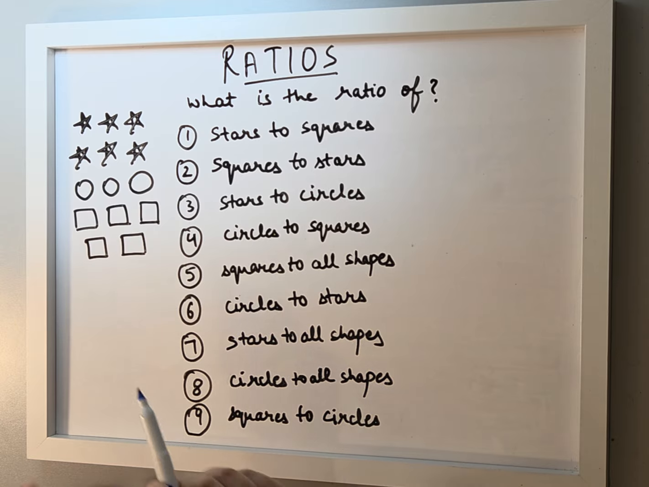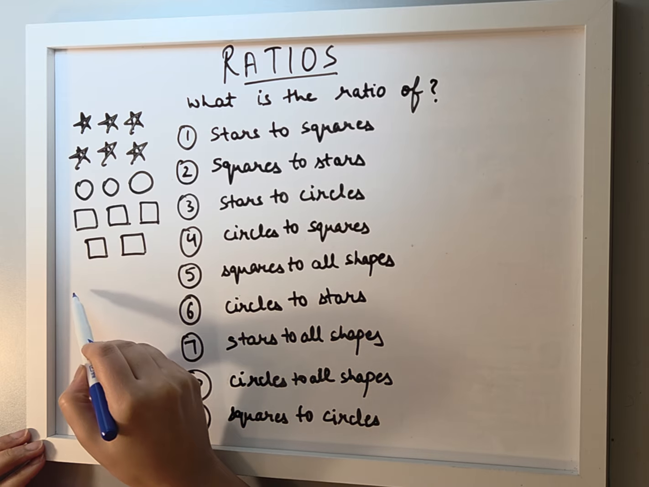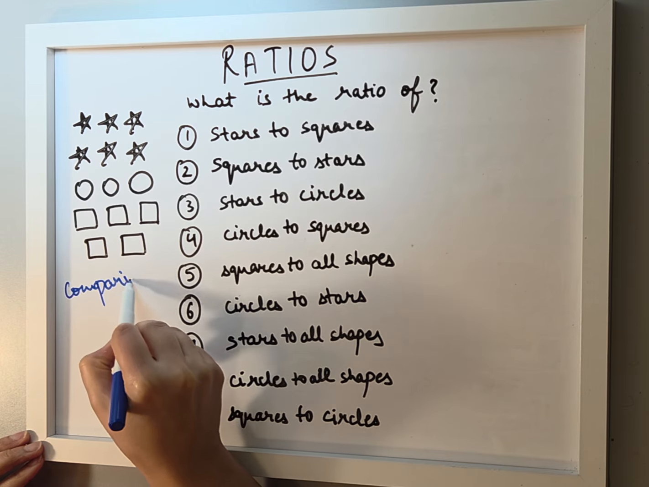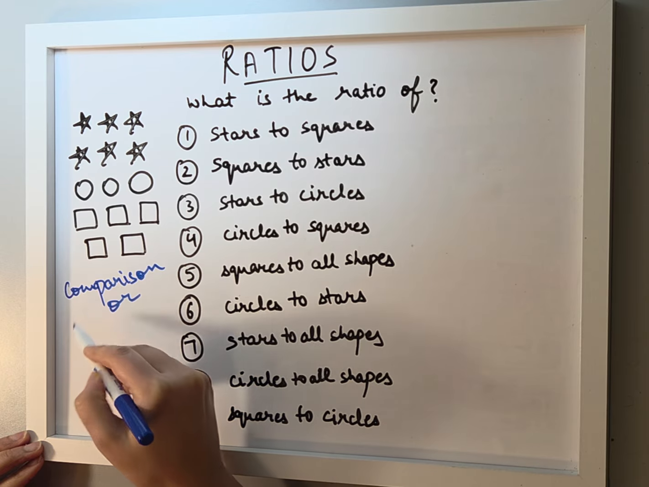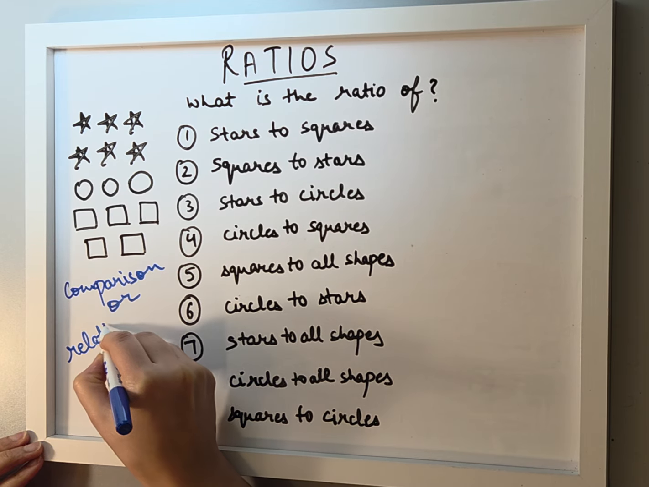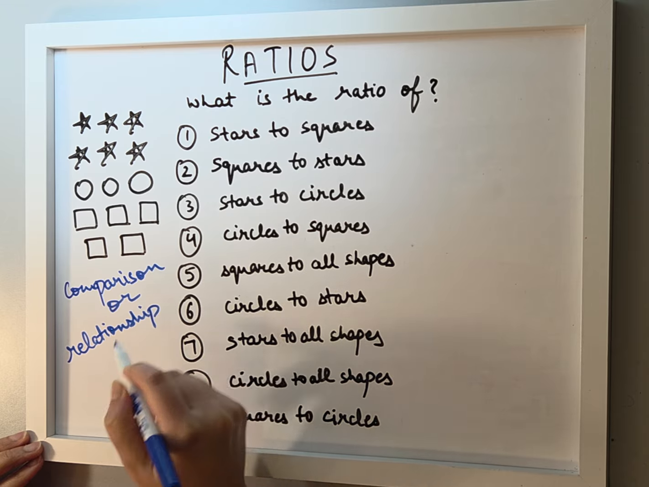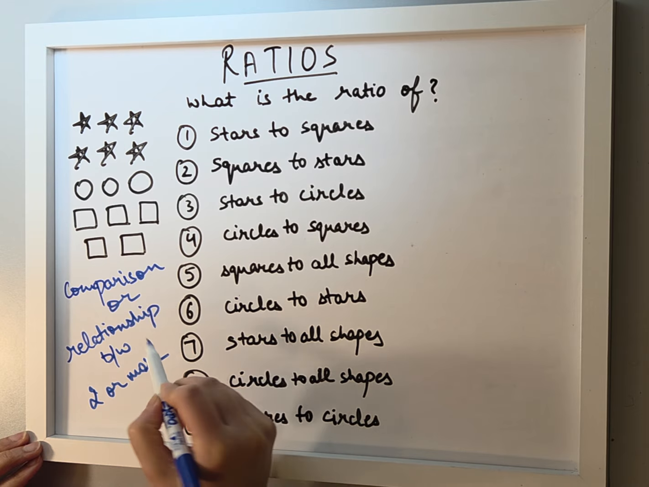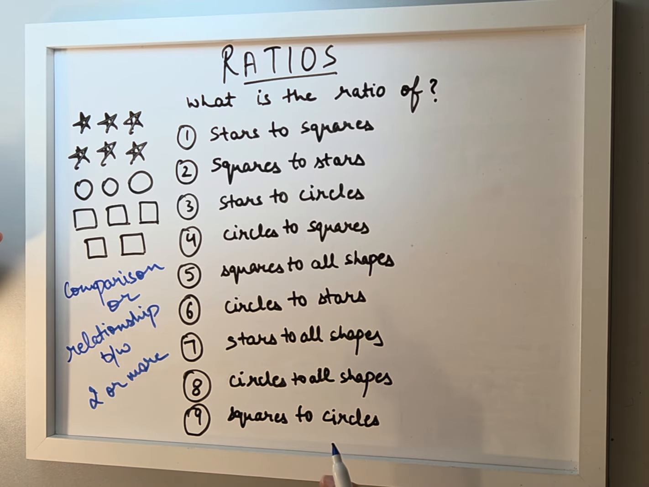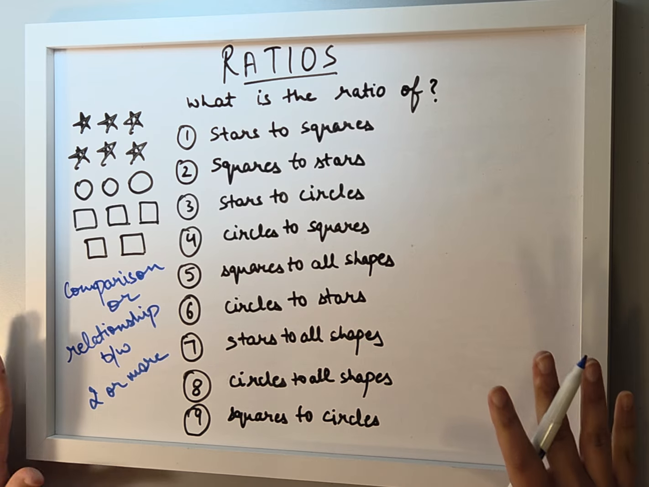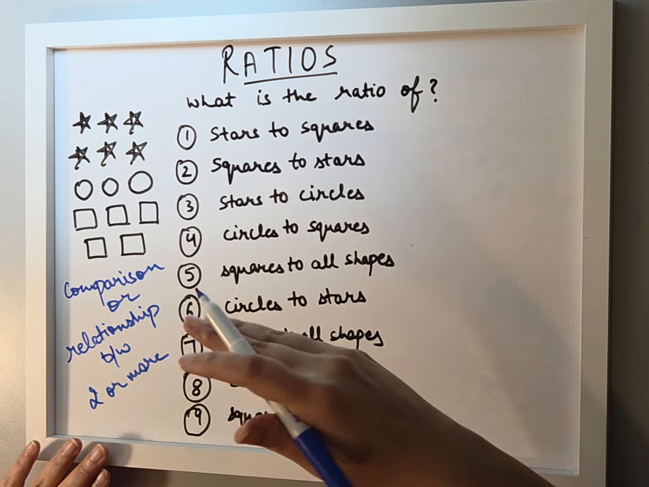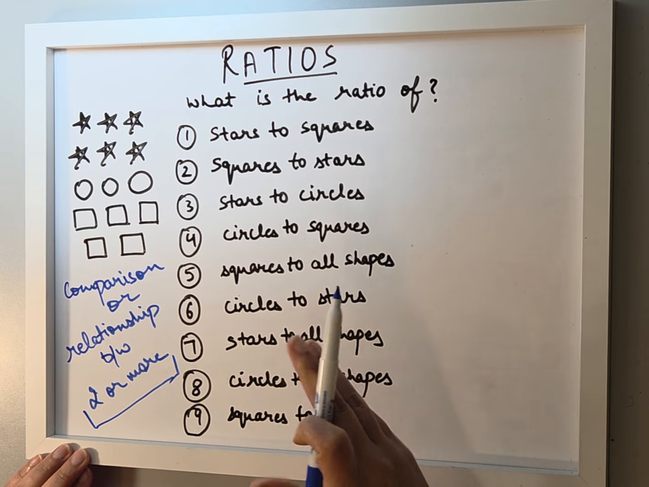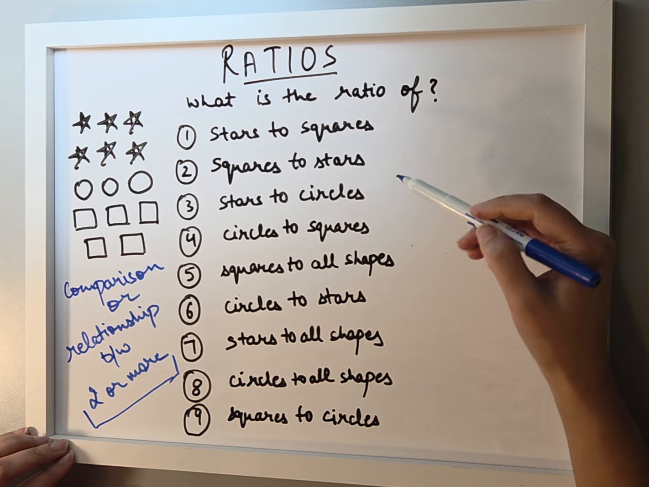So what are ratios? Ratios are a relationship or a comparison. We can say comparison or relationship between two or more quantities. Okay. So to have a ratio, we need to have more than one thing. There are different ways of presenting ratios, and this will make more sense once we go further into the class.